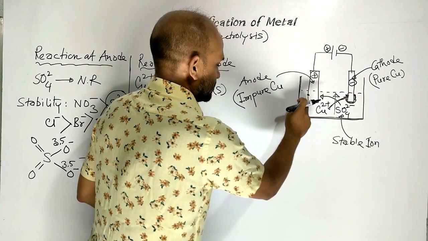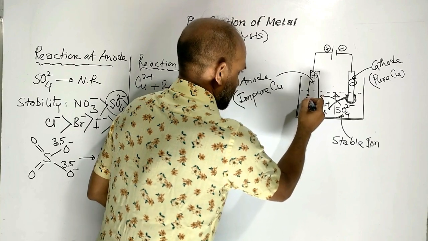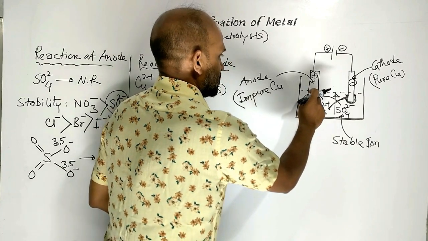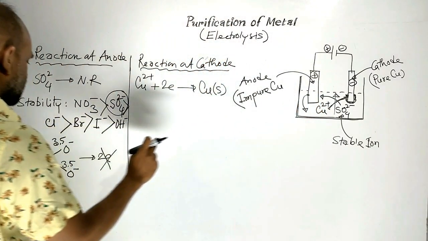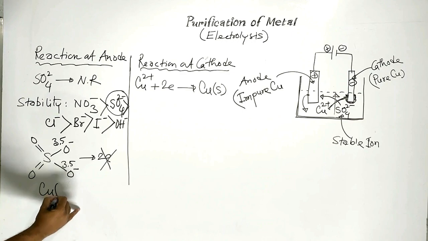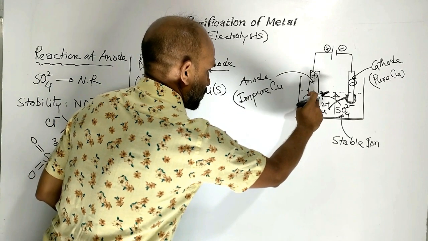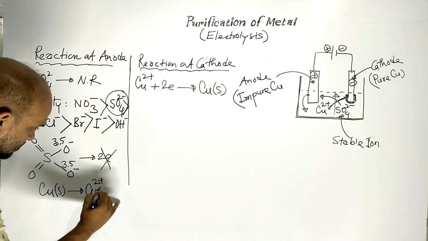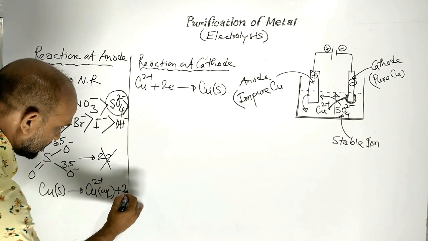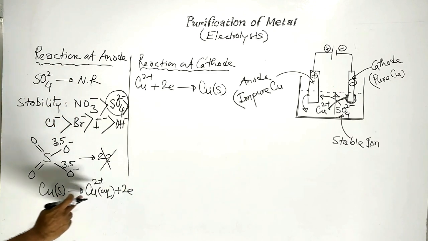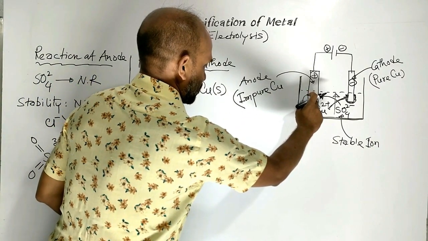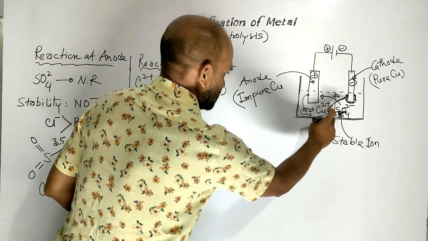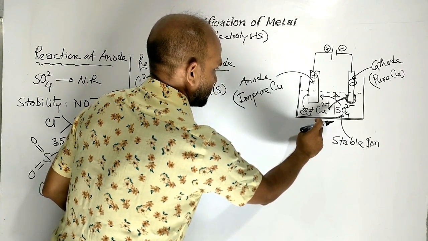And here, this reaction occurs. Atom of copper goes to the solution as copper 2 plus ion from the solid copper anode. That is, copper from the anode goes to the solution as copper 2 plus ion, leaving 2 electrons. This reaction occurs at anode. In this way, in the solution, electrical neutrality is maintained.